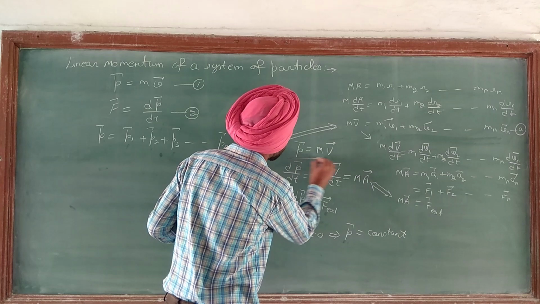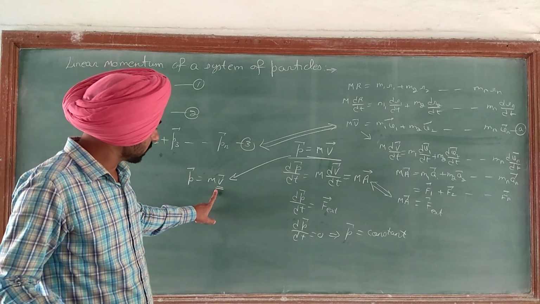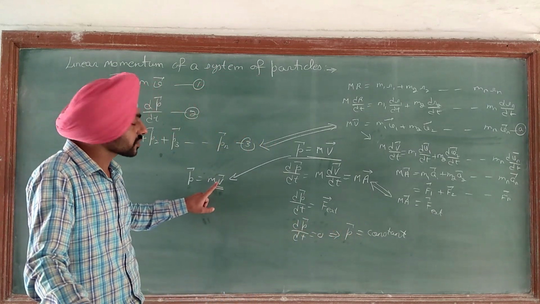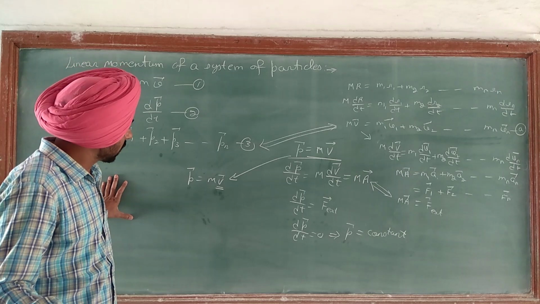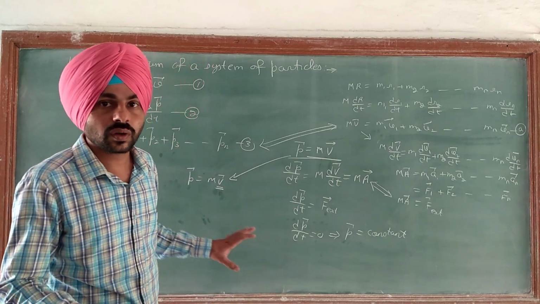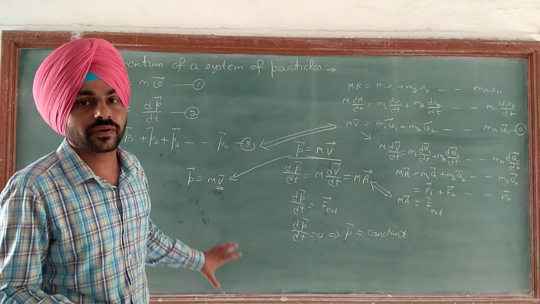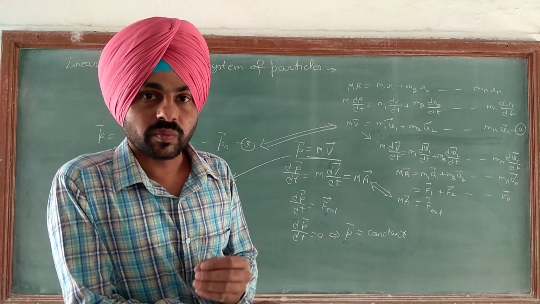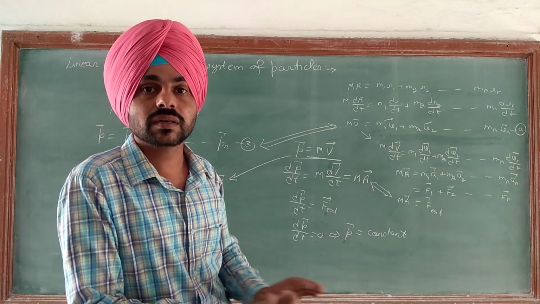Since P equal to M V, when the total external force is 0, momentum is constant, that means the center of mass moves with constant velocity. So this was all about the linear momentum of a system of particles, and we have learned the physical meaning of center of mass. We have found that if there is no external force acting on the system of particles, then the momentum of the system is constant, and we can say that the center of mass moves with a constant velocity.